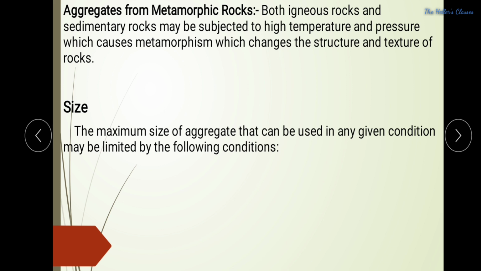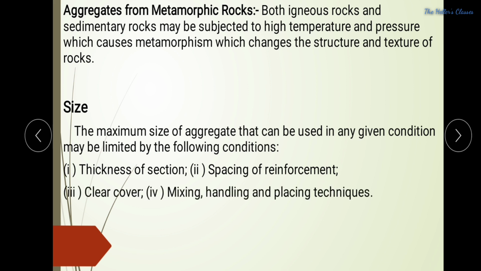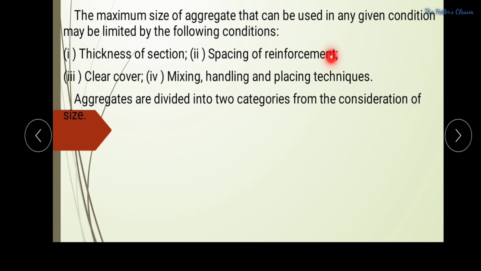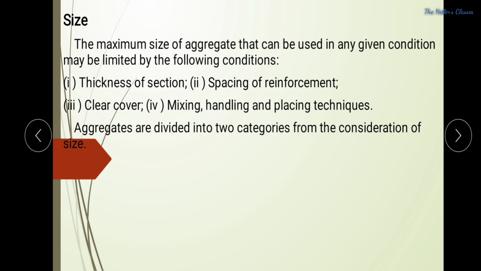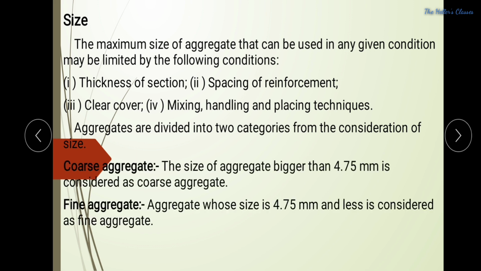So next classification, next one thing is size. Basically we have different sizes that we may have. That size may differ with the thickness, spacing of reinforcement, clear cover, mixing, handling and placing techniques. Based upon the size only, these parameters will change. Even based upon more size particle, then we need to proceed for more.